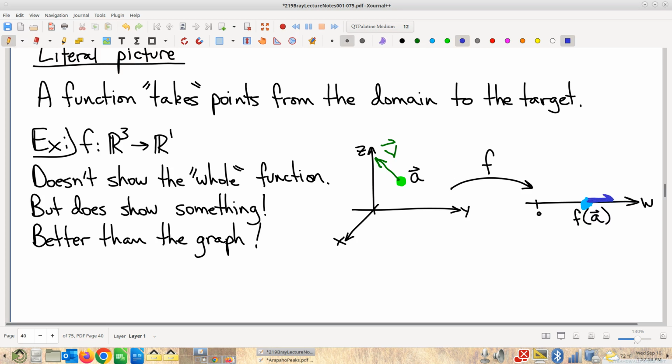There we go. It'll move with some velocity, and I can represent that movement, again, by an arrow. Now, how do I figure out what that arrow, or what this velocity is? Given where I am, given the velocity that I'm moving with in the domain, how would I find the resulting velocity in the target?